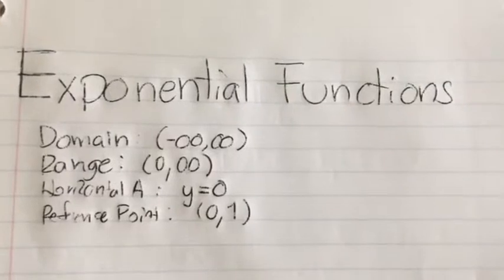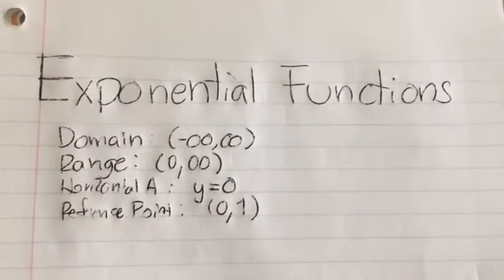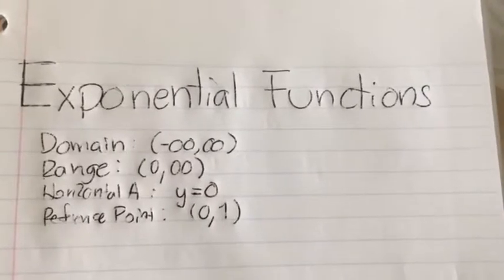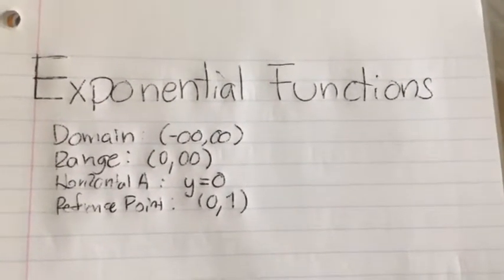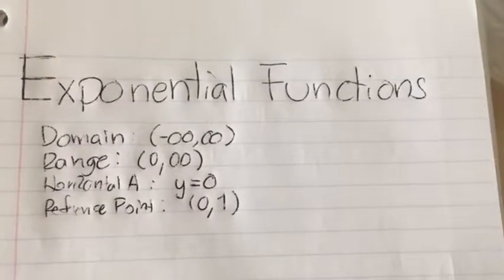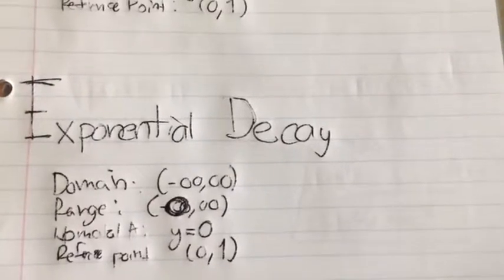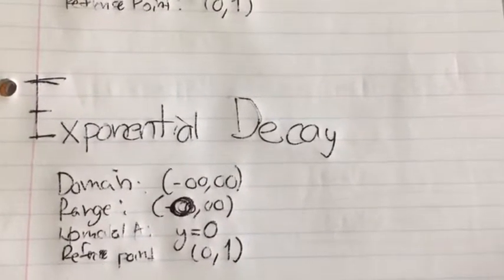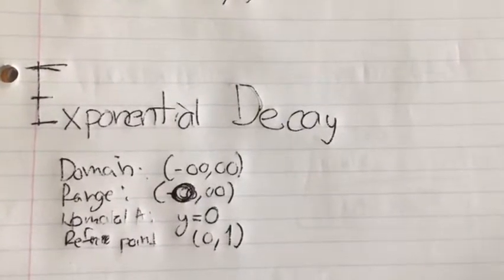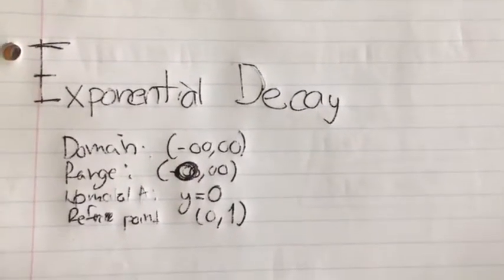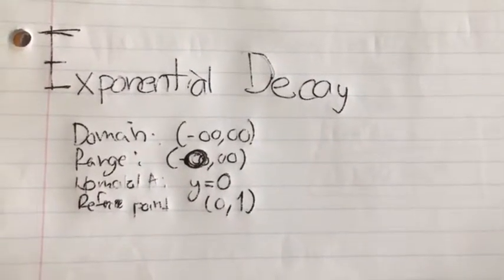In exponential functions, the domain is always all real numbers, the range is from 0 to infinity, the horizontal asymptote is y equals 0, and the reference point is (0, 1). And in exponential decay, the domain is from negative infinity to positive infinity, meaning all real numbers, the range is from 0 to infinity, the horizontal asymptote is y equals 0, and the reference point is (0, 1).